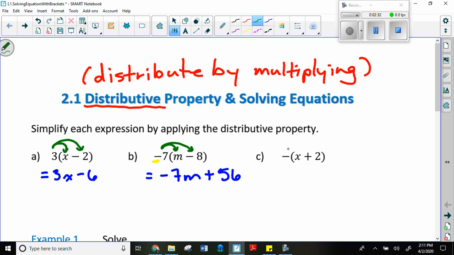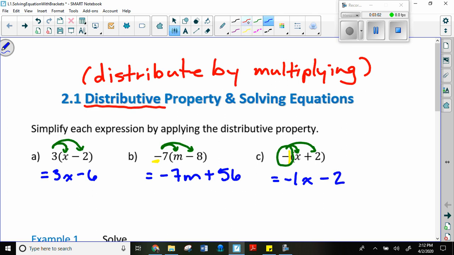So here we go. Negative. What does this negative act like? Okay, it's a number in front of the bracket. It would be like a -1. So we are taking this whole -1 and we're going to multiply that to the x and to the +2. So -1 times x is -1x, and then -1 times +2 is -2.